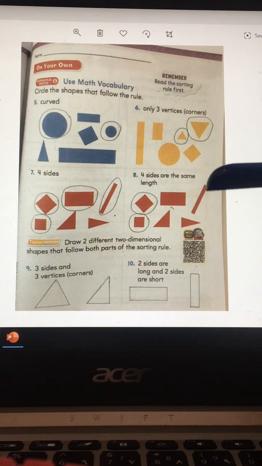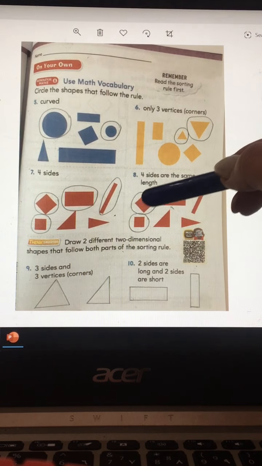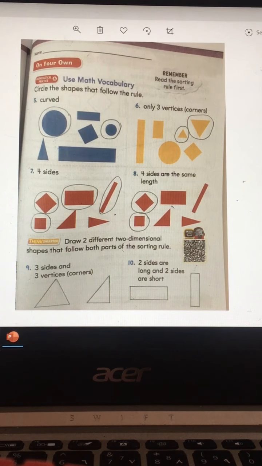This rectangle, of course, does not have 4 equal sides, and the triangles also do not have equal sides or length. The sides of the triangles are not the same length. That's why we do not circle the two triangles. We are just going to circle the two squares, because both of them have sides of the same length.